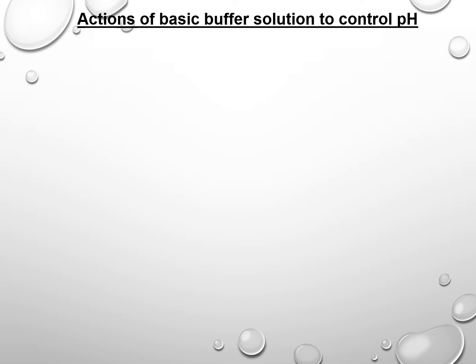Let us study the mechanism of the basic buffer solution and how it controls its pH. If you remember, we have already studied how an acidic buffer solution controls its pH. The reactions will occur in a similar manner. Now, what will happen if a small amount of strong acid is added to the basic buffer solution of a weak base ammonia and its salt ammonium chloride?